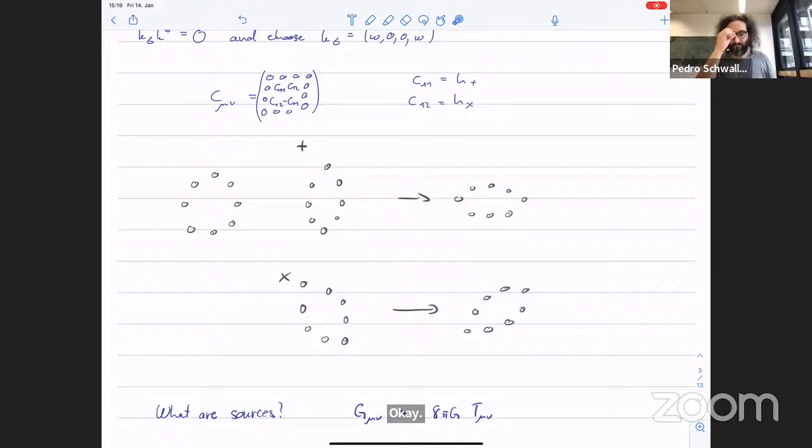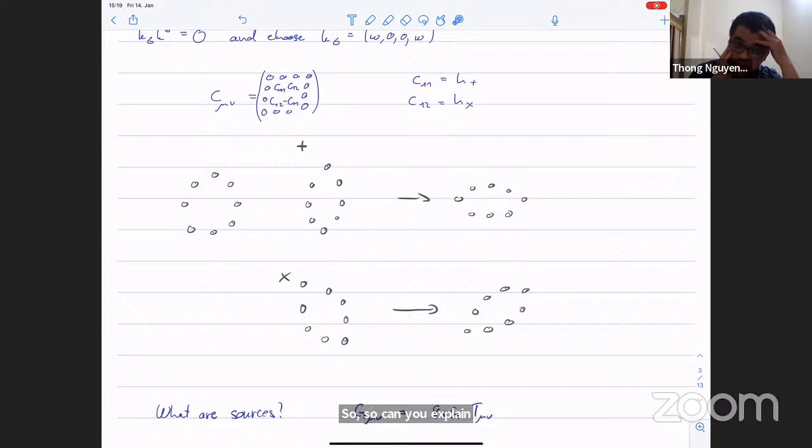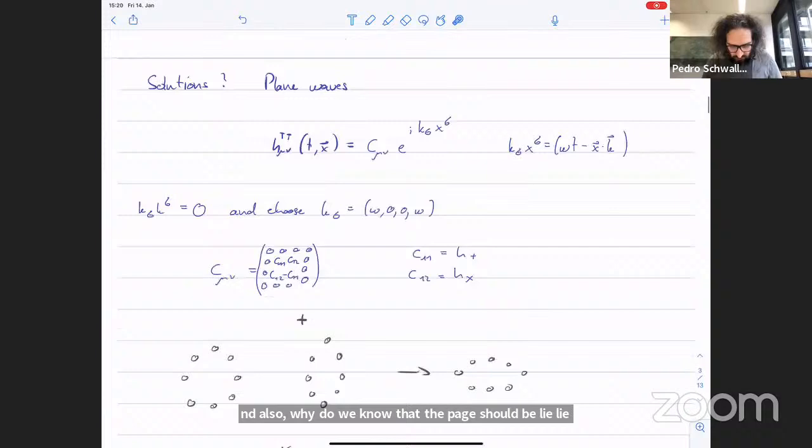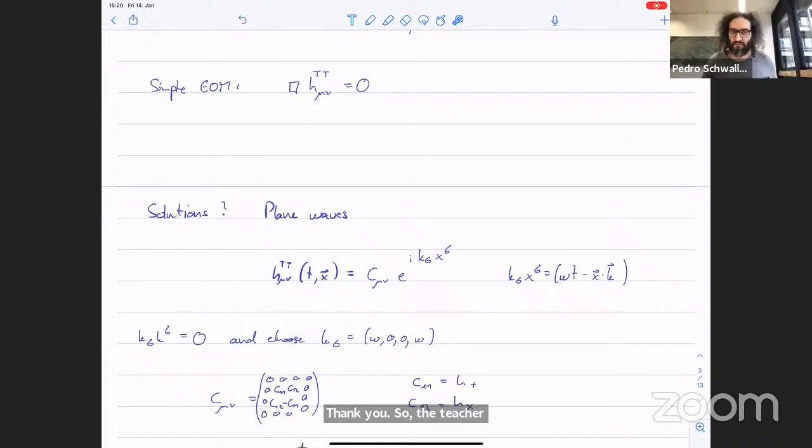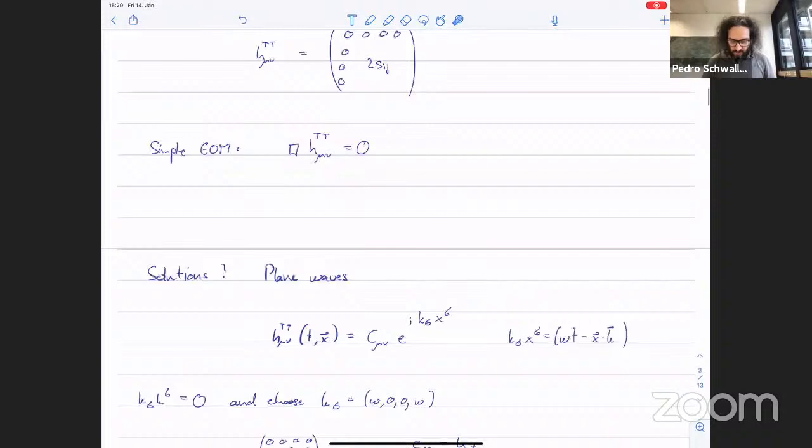Yes. So can you explain again why you choose the TT gauge, and also why do we know that the k sigma should be light-like? Mm-hmm. Yeah, very, very good question. Thank you. So the TT gauge is really the choice is just because it makes the equations of motion look very simple. Yeah, you get this form. In general, what we do, let me go back.